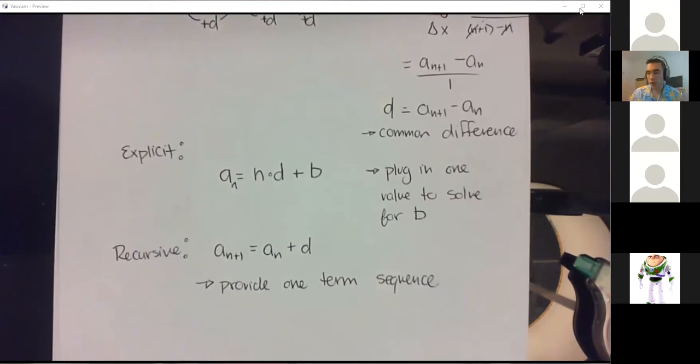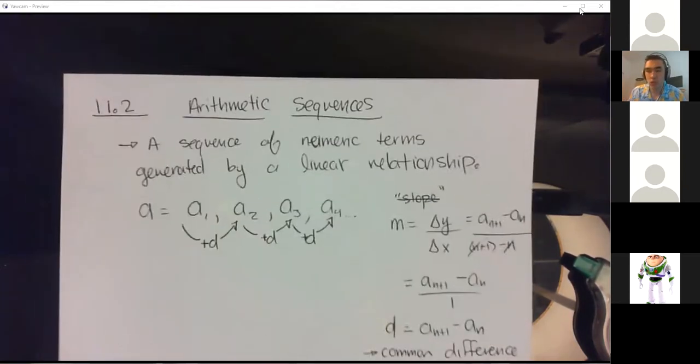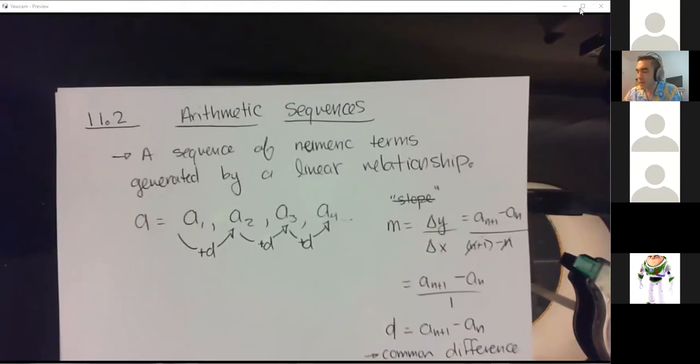Okay. Are there any questions here? This is about it for notes. We're going to do 2 example questions and then talk about one important concept. But more or less, an arithmetic sequence is a sequence generated by a linear equation. We have a thing which plays the role of slope, and we have a thing which plays the role of our constant.